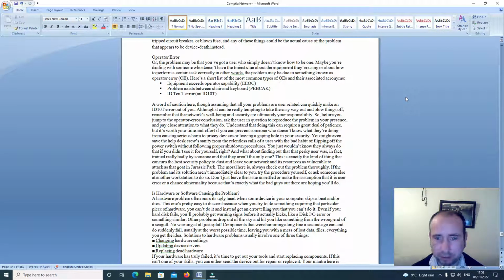If you can prevent someone who doesn't know what they're doing from causing serious harm to pricey devices or leaving a gaping hole in your security, you might even save the help desk crew's sanity from the relentless calls of a user with a bad habit of flipping off the power switch without following proper shutdown procedures. You just wouldn't know unless you saw it for yourself, right?